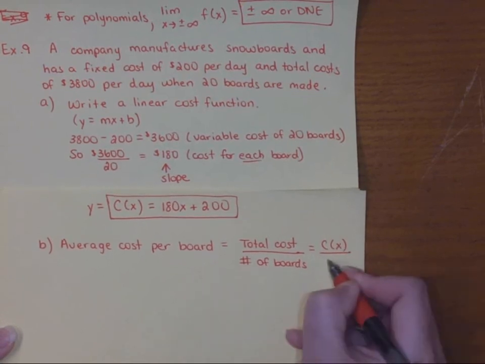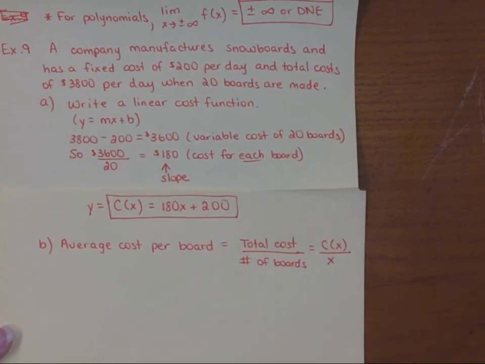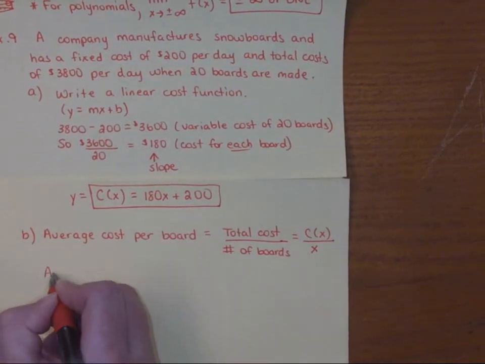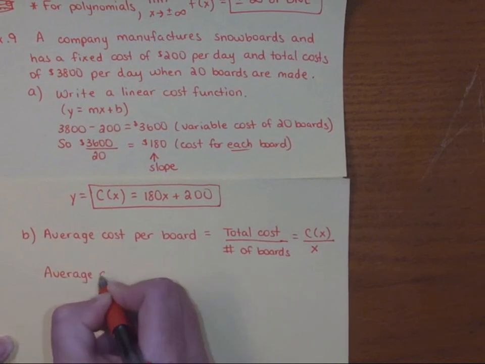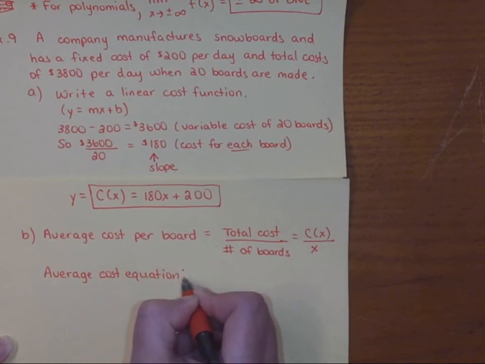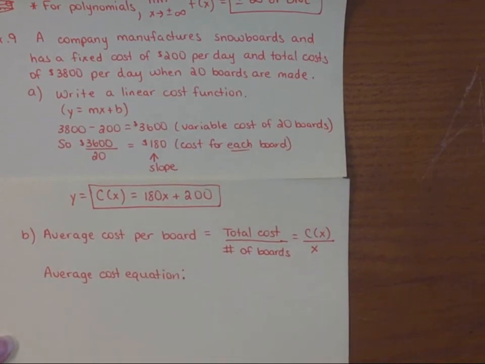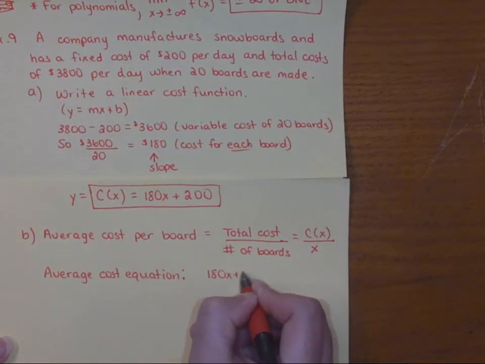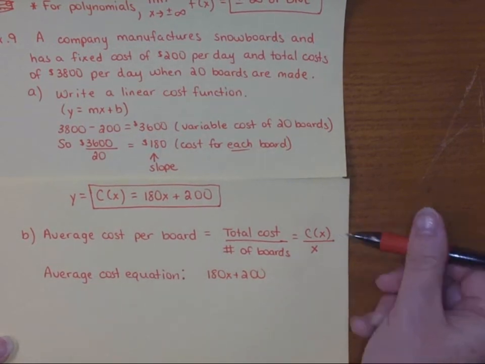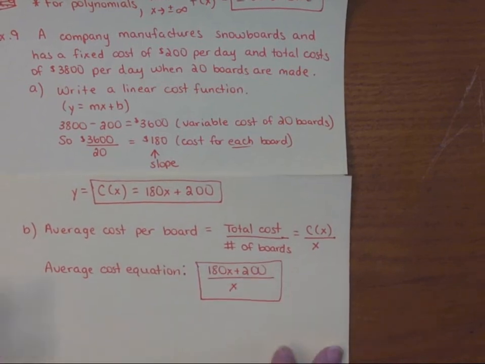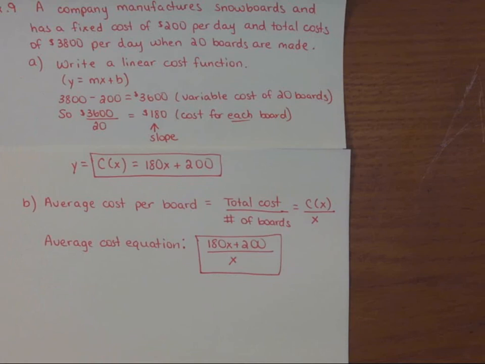So total cost we call C of x. The number of boards we represent with x. In other words, x represents how many boards we made. So the average cost equation, if I ever wanted to know what the average cost per board were for however many boards I made, would be 180x plus 200. That's my C of x. And then I need to put that over x. We're going to talk about average cost at various times this semester. So average cost is always total cost divided by x.